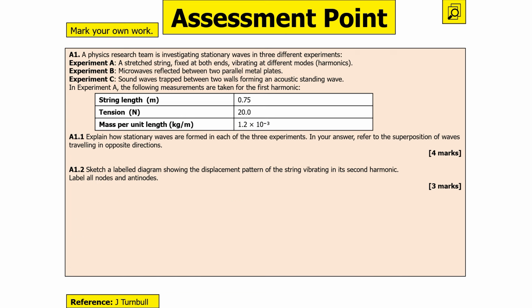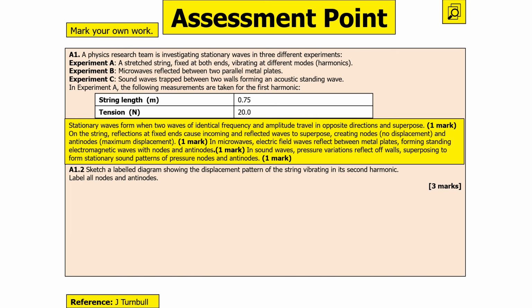Right, so in our first one, stationary waves form when two waves which are coherent, so identical frequency, amplitude, and constant phase difference, travel in opposite directions and superpose. So on the string, the reflections at the fixed end cause the incoming and reflected waves to superpose, creating nodes and antinodes. In microwaves, the electric field waves reflect between the metal plates, forming standing electromagnetic waves with nodes and antinodes. In sound waves, the pressure variations of the sound wave reflect off the walls, superposing to form stationary sound patterns of pressure nodes and antinodes.